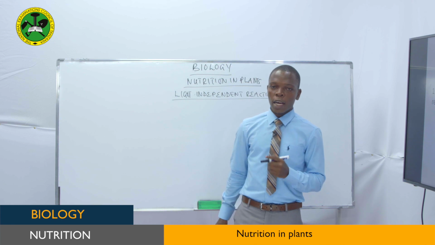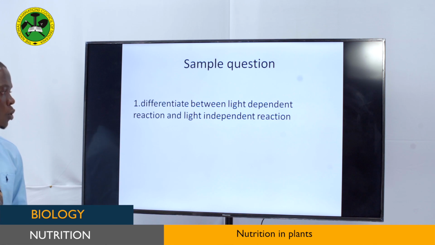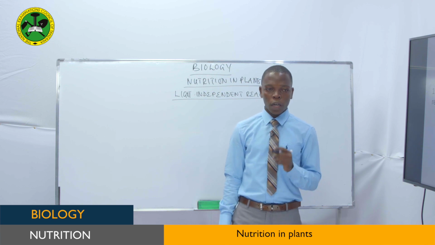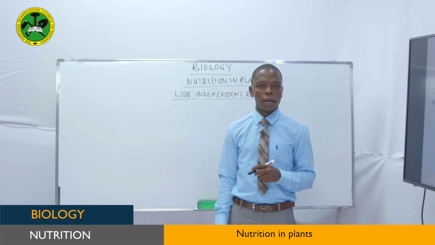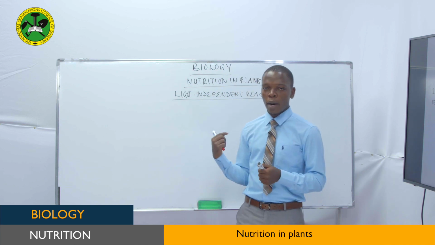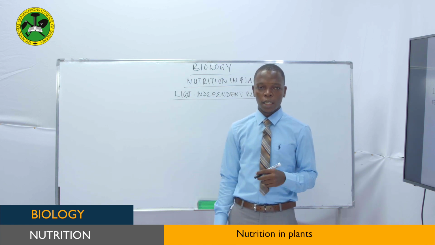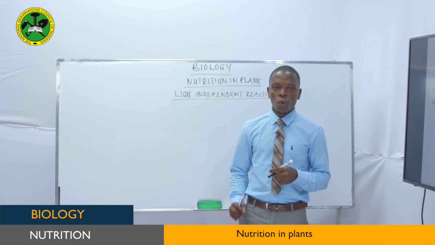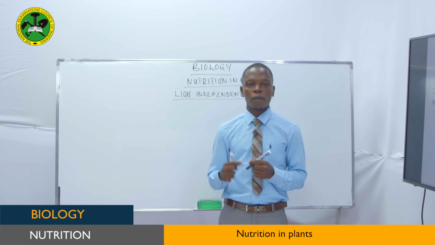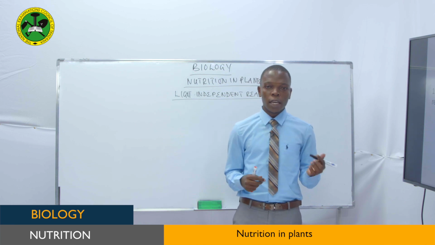Another criteria that you can use to differentiate between these two reactions is the location in the chloroplast. But again, you can use also the product. You remember the previous lesson, we were talking about light-dependent reaction. In light-dependent reaction, we saw some of the products which are formed there, which are very important for the next step of photosynthesis. Also, the criteria that you may use is the enzyme involved.